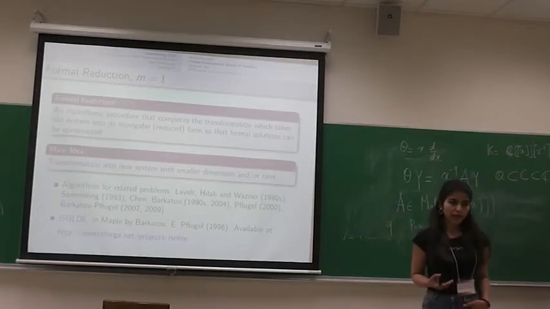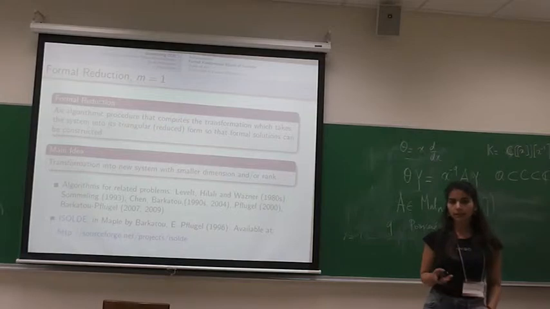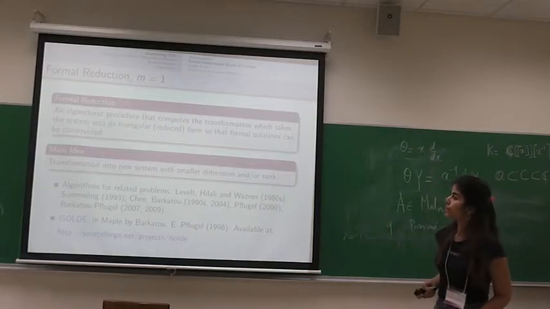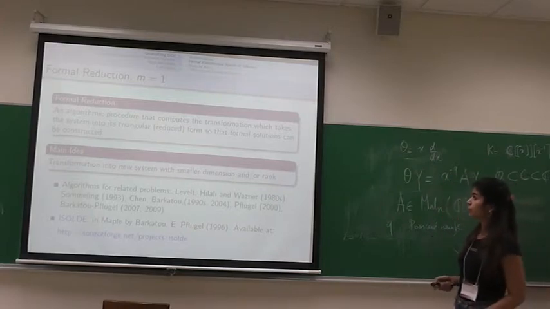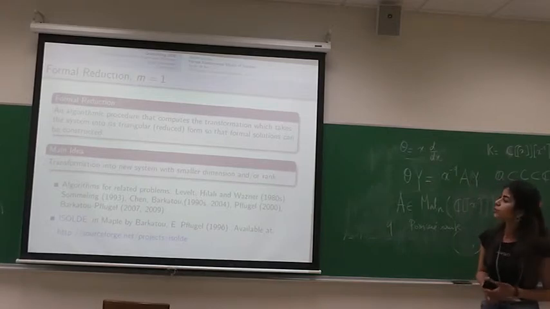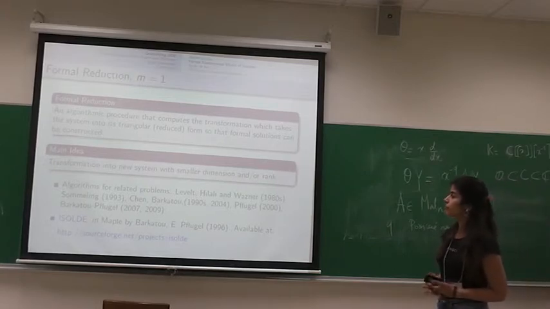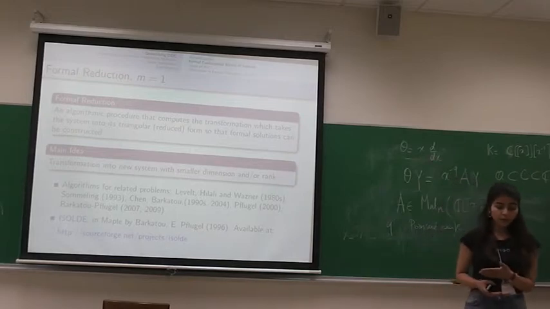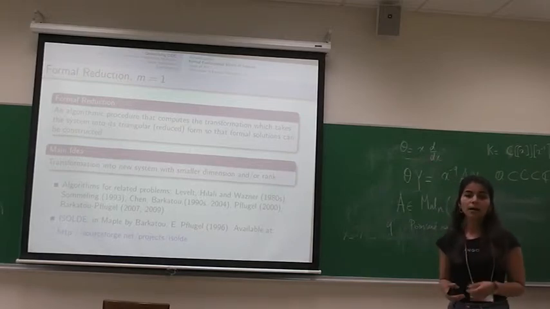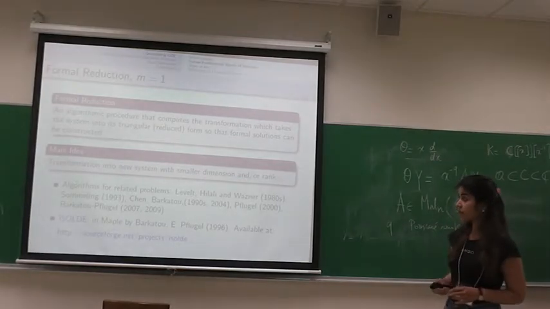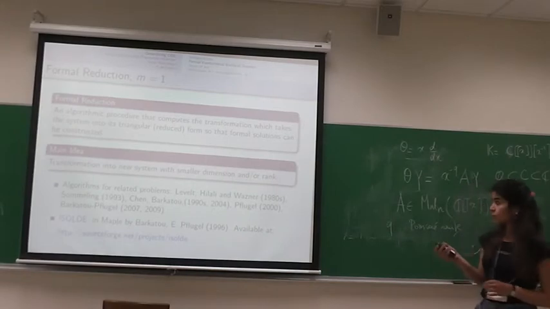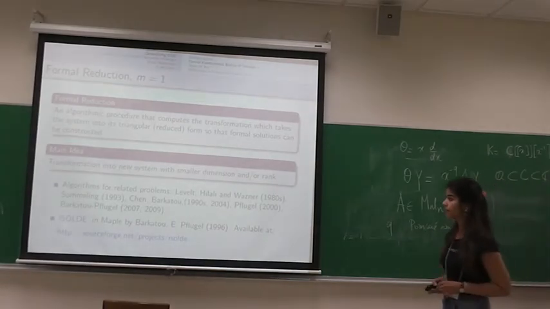So as I said, what we are interested in is to construct these solutions, and so we are basically interested in formal reduction. That is the algorithmic procedure that computes that transformation which takes the system into its triangular form, so that formal solutions can be constructed. Because we know that T exists, and we know that the S exists, but we do not know how to compute them. So this is the interest of this talk.